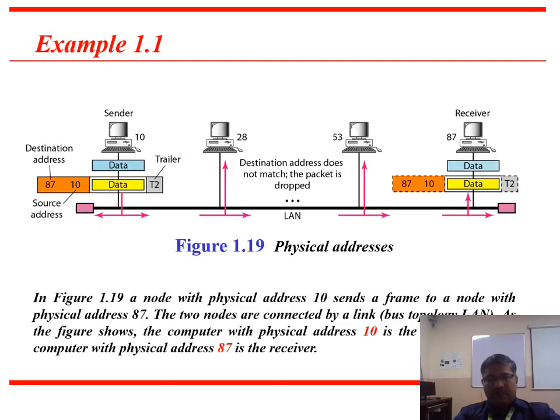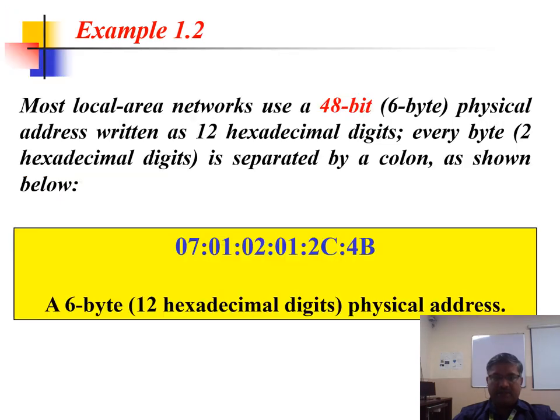In the example, you can clearly understand that a node with physical address 10 sends a frame to the node with physical address 87. The two nodes are connected by a link. As the figure shows, the computer with physical address 10 is connected with the computer with physical address 87, which is the receiver.